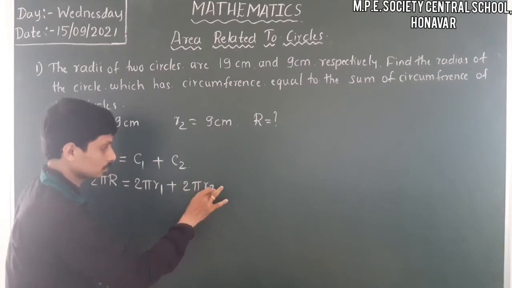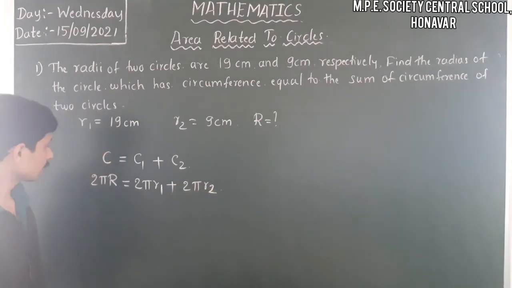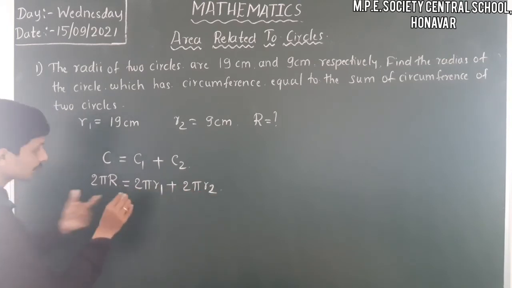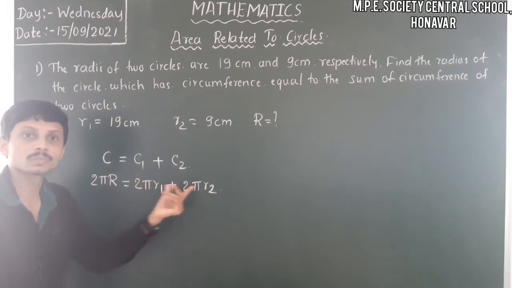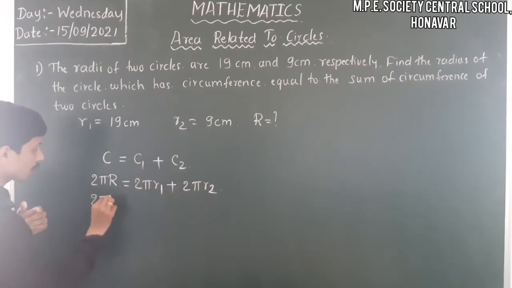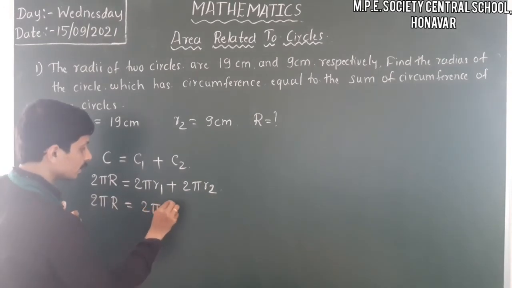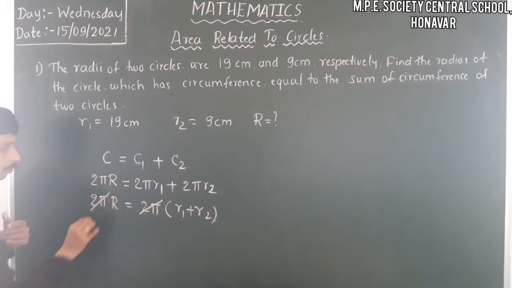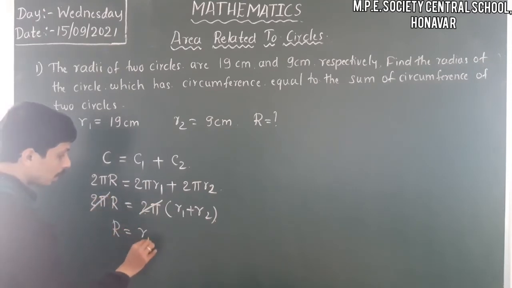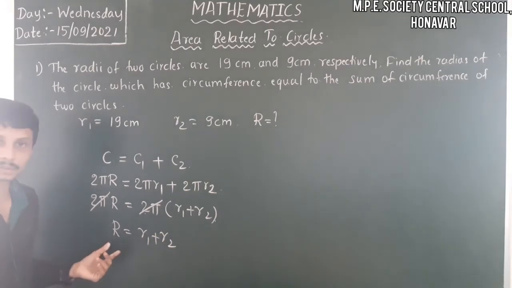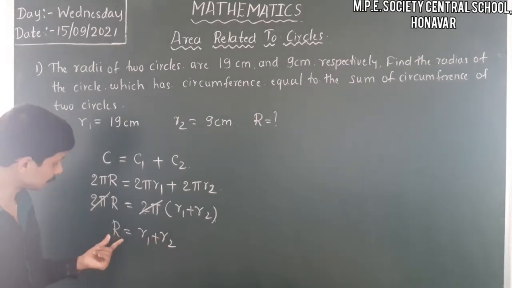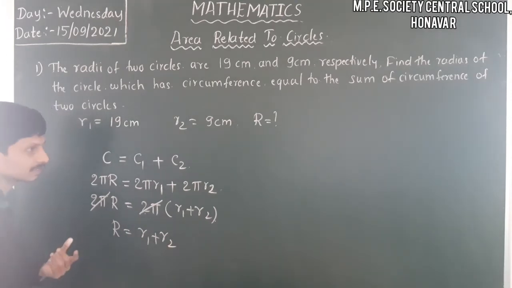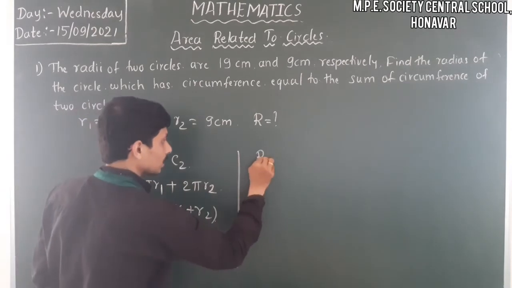Just observe, in both cases we have 2 pi common. I will take 2 pi common from both, so 2 pi R is equal to 2 pi into (R1 plus R2). I cancel the 2 pi on both sides. Then R is equal to R1 plus R2. That is the relationship between the radius of the bigger circle and the radii of the smaller circles, and then we can easily find the answer.